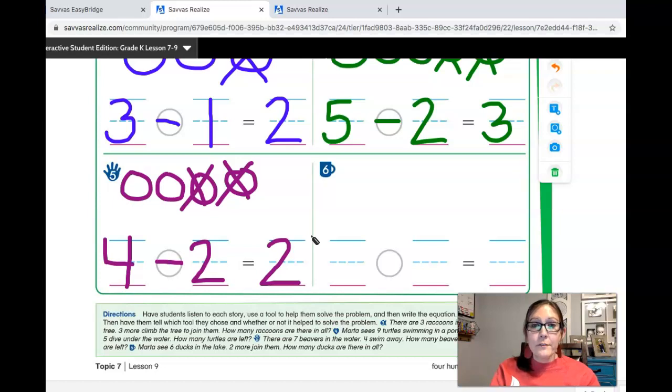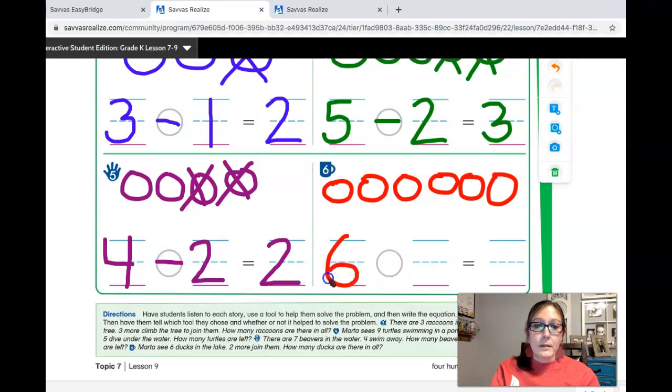Did you do it by yourself? Let's check. I said there were 6 ducks in the lake. Did you draw 6 counters? Remember, those 6 counters represent the 6 ducks. 6, that's the whole amount. Then I said one of the ducks flew away.